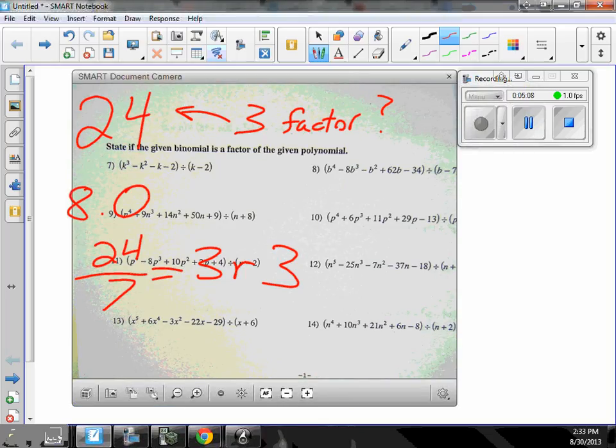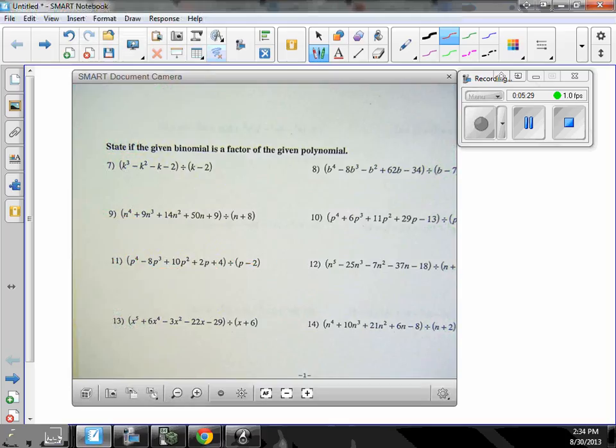So for number 7 through 14, your answer is going to be yes or no. How do I know if it's yes or no? If you get a 0, the answer is yes, it's a factor. If you don't get 0, then the answer is no. So let's do number 7.